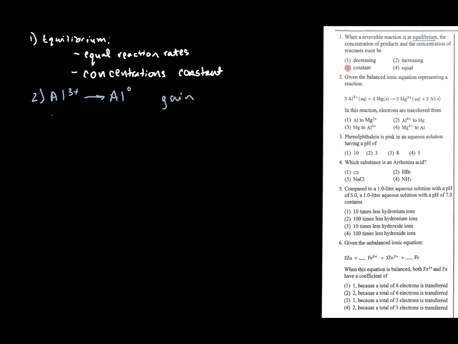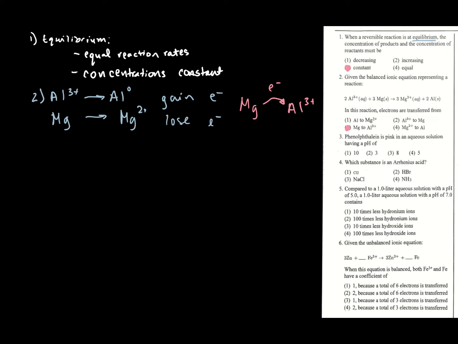Whereas on the other hand, Mg goes to Mg2+. When you're becoming positive, you lose electrons because electrons are negative. So based on this, we see that magnesium loses electrons and aluminum 3+ gains those electrons. So the electrons go from Mg to Al3+. So that's where the electrons go. From magnesium to aluminum 3+, and that's choice 3.